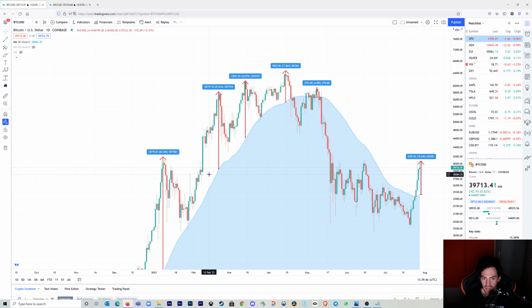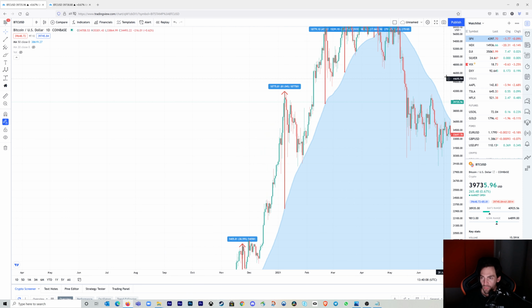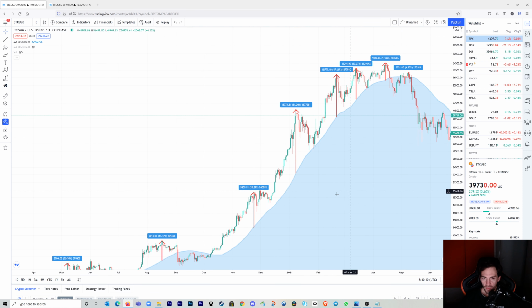Now let's have a look through history, just out of curiosity, to see how far we've overextended above the 50-day moving average before. And you can see when we reached the absolute peak around the 14th of April, we were overextended by about the same amount, that's sort of 17, 18%, which is interesting. We dropped below and then we popped up about close to 5%.